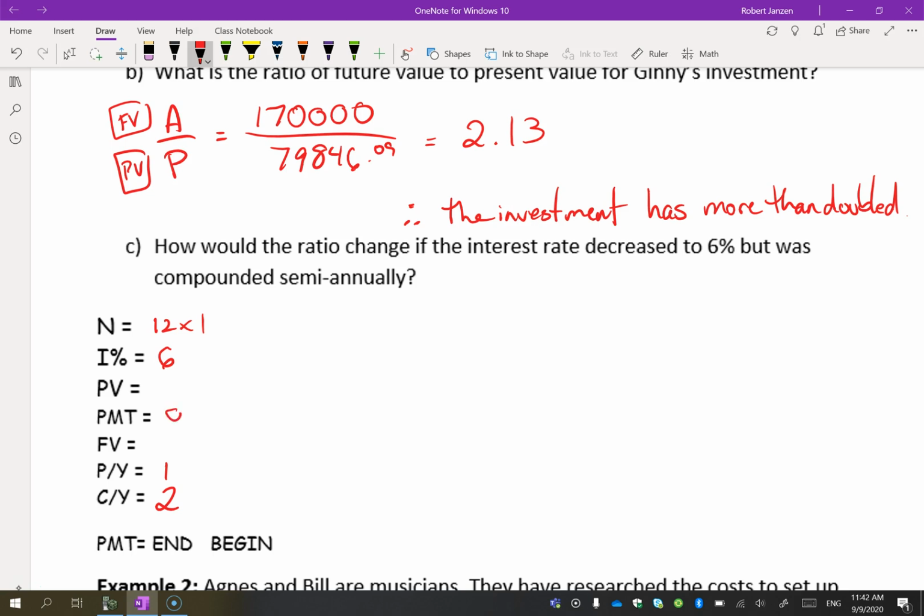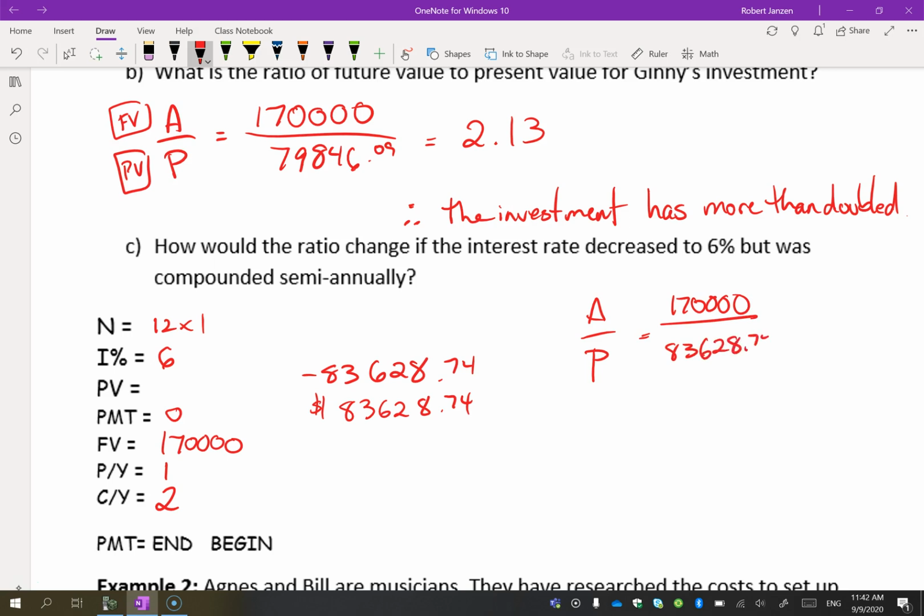Okay, so what would I need to end up with $170,000? Well, if we put this into the calculator, and by the way, you should always be trying this to make sure you understand where these numbers are coming from, you get this. Which means I would have had to invest this money, $83,000, which is a bit more. Okay, and so how would the ratio change? Well, let's look at the ratio.